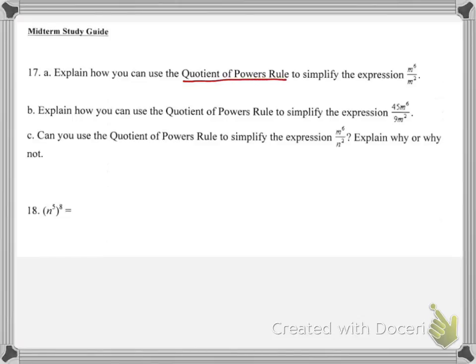The quotient of powers tells you what to do when you're dividing. You should keep the base and subtract the exponents. Which means this should be 5 to the 4th. Simplify the expression in B and enter your answer on Edpuzzle. You should have gotten 5m to the 4th.